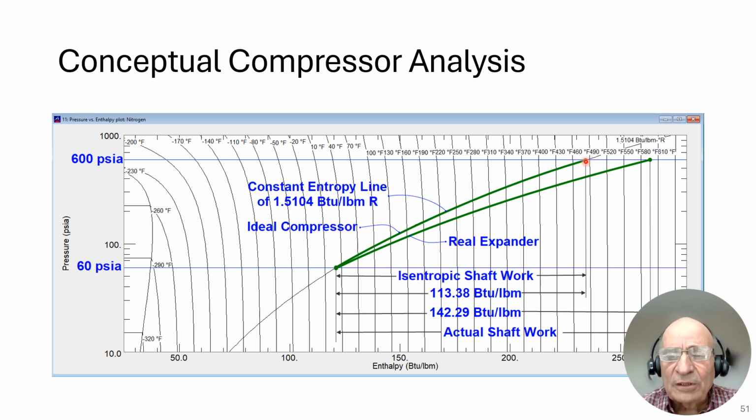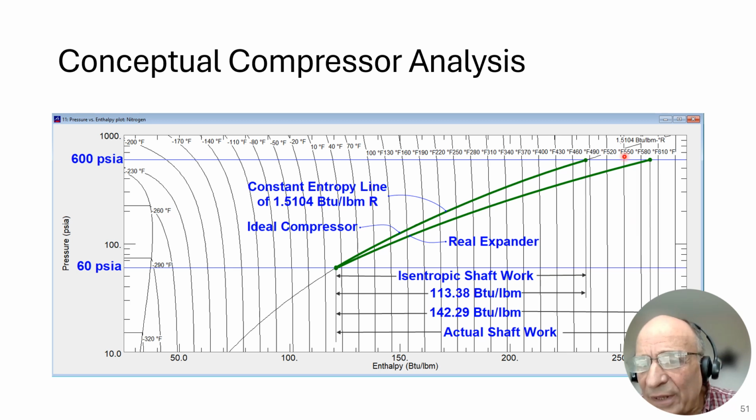But we know in the real world that it's not 100% efficient. It's only 80% efficient. So we divide the work, which is the ideal work, by 0.8, and we come out with the actual work required to do that compression. And we see that the new line of compression shows like this and comes up right up about here to about 595 degrees Fahrenheit, and that's shown here.